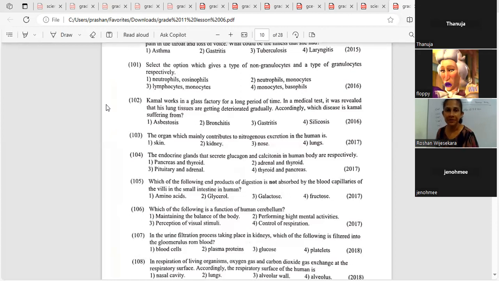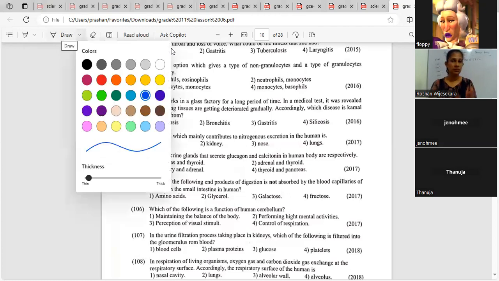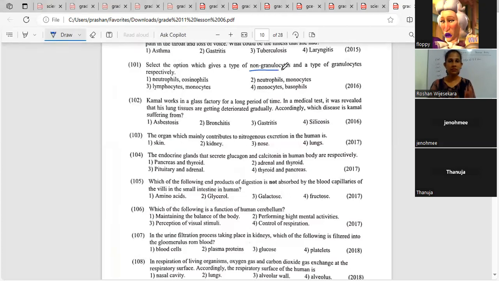Select the option which gives a type of non-granulocytes and a type of granulocytes respectively. What are the granulocytes? Eosinophil, basophil, and neutrophil. What are the non-granulocytes? Lymphocytes and monocytes. Okay. Granulocytes and non-granulocytes. Here we have to select non-granulocyte and granulocyte. Okay. Non-granulocyte and granulocyte. Okay. Respectively.